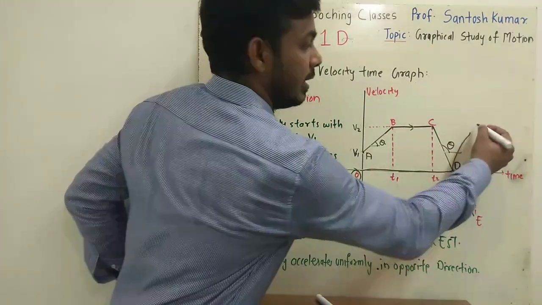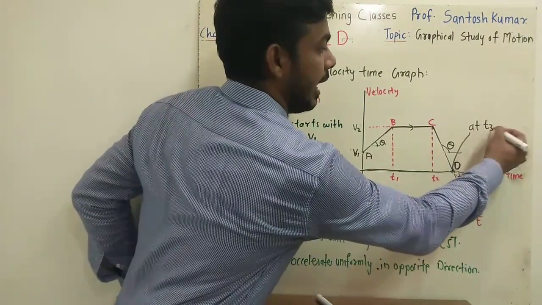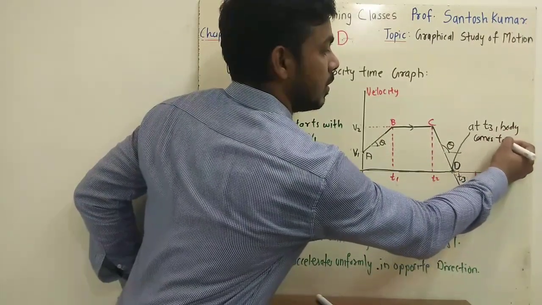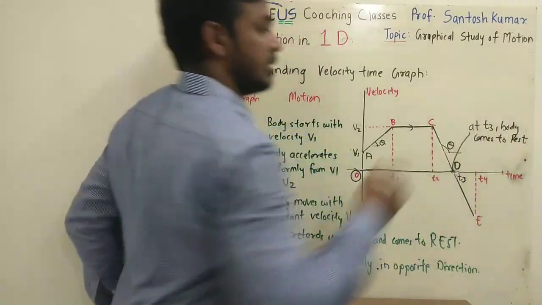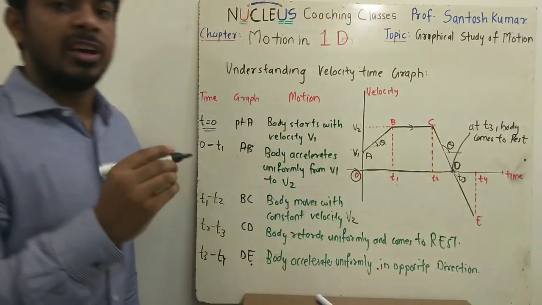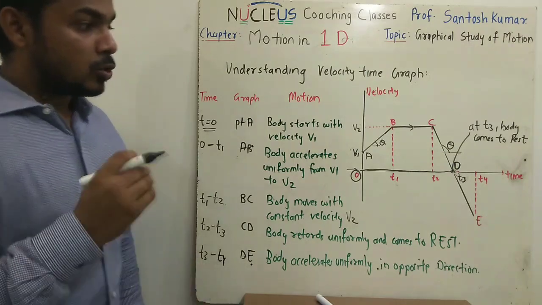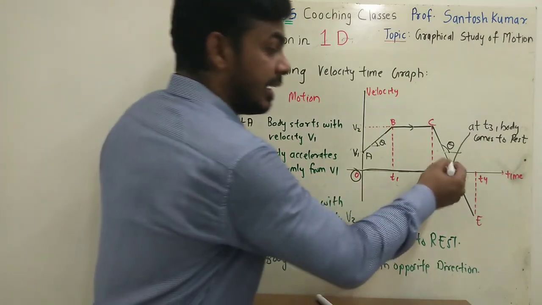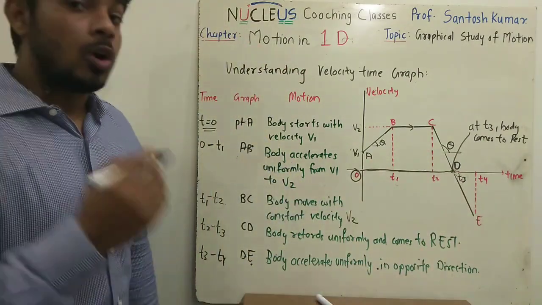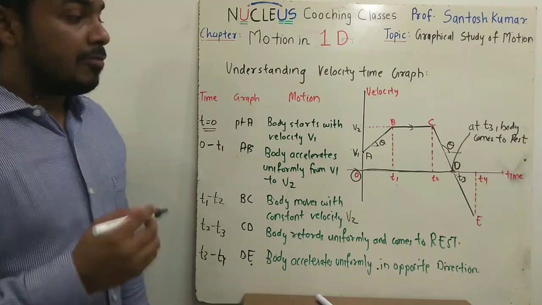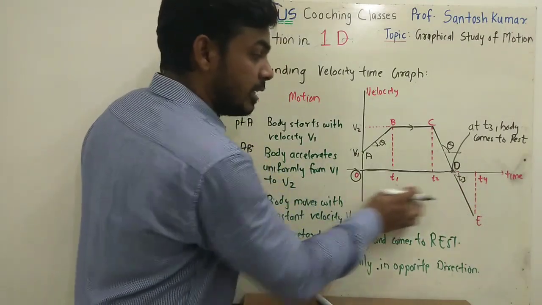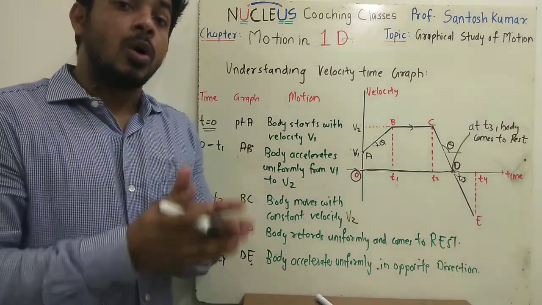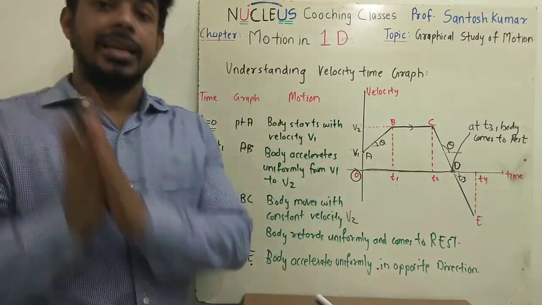So I can write here at T3, body comes to rest. So T3 is the instant where body comes to rest. If I talk about graph DE, it indicates again a straight line. The velocity in this region is negative. And what do you mean by negative velocity? The body is now moving in the reverse direction.